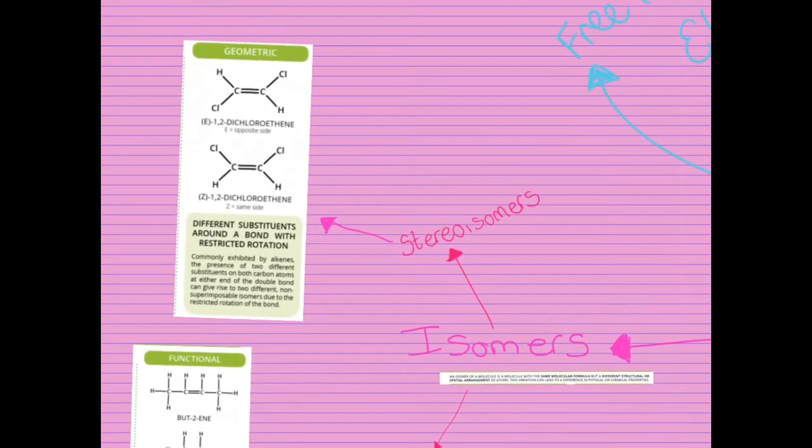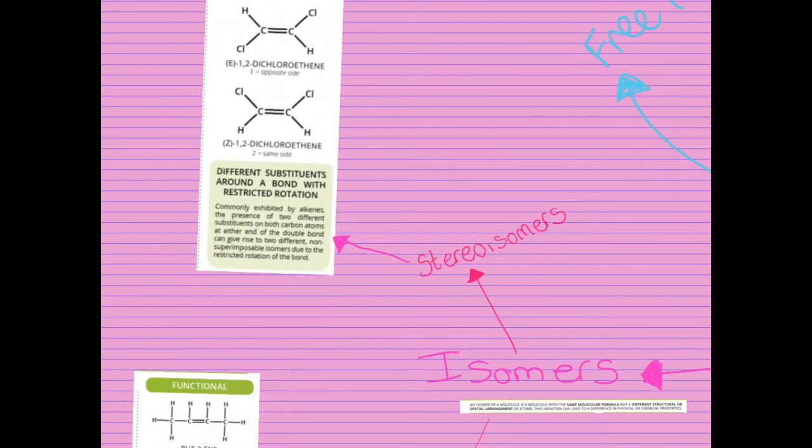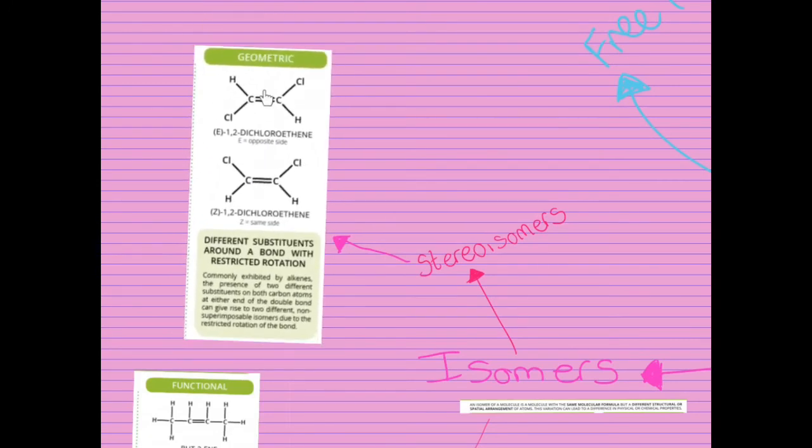Then you've got stereoisomers. Okay, so they're isomers that only exist with something that has a double bond, because the bond is restricted to rotation. Commonly exhibited by alkenes, with the presence of two different substituents on the carbons at either end. So they can only exist if you've got different things, and they've got to be on either side. So this is one side and this is the other side.